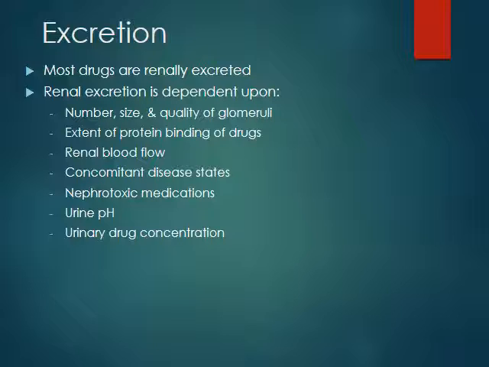Renal blood flow is going to have a direct relation to how well drugs are eliminated. So less renal blood flow, less drug getting filtered and eliminated. Other concomitant disease states can affect this, such as certain nephrotoxic medications that may be causing some kidney injury and impaired excretion. And then we'll also see that urine pH and the urinary drug concentration are going to be affected as well.